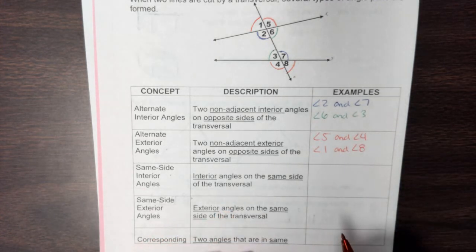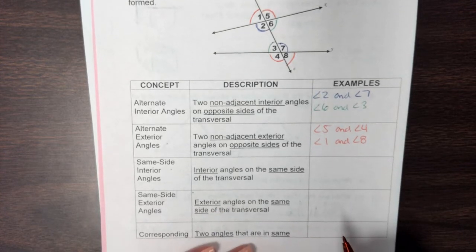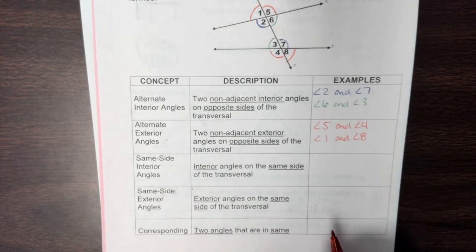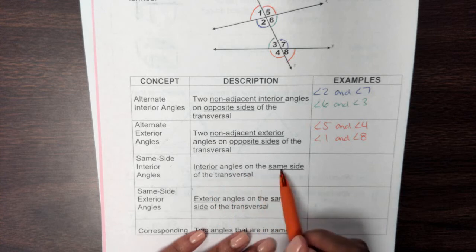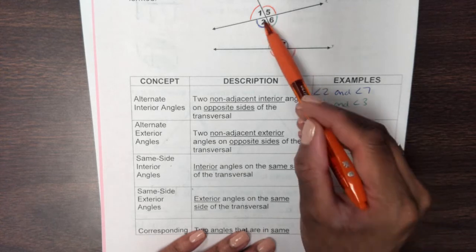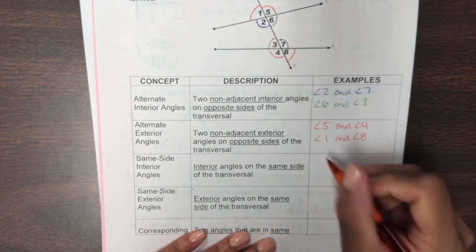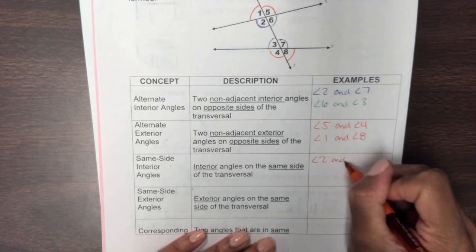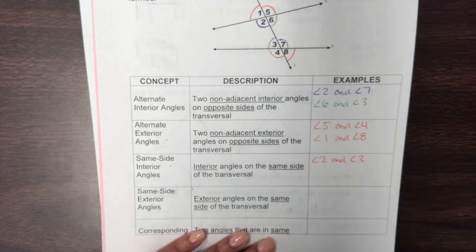Okay? So same side interior angles. They are interior angles on the same side of the transversal, exactly as it says. So if we do that, we're on the same side as 2, 3. So angle 2 and angle 3 are same side interior angles.